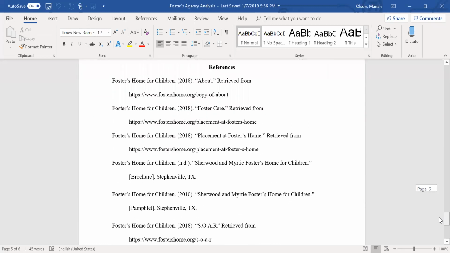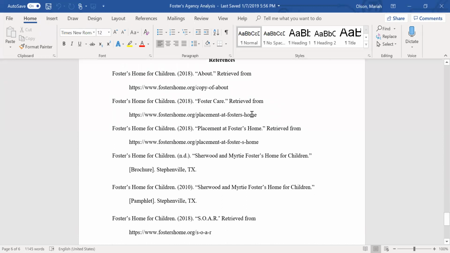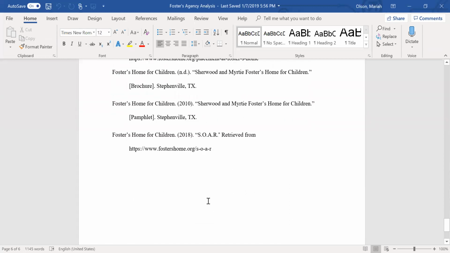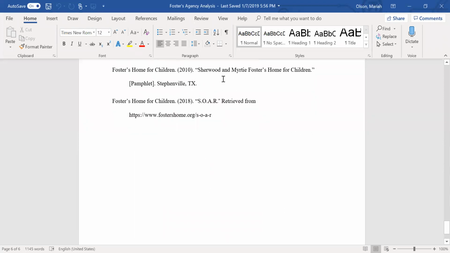Then lastly, you go down to your references. Make sure they're alphabetically ordered, and make sure you have them in APA. The basics of that is the name of the organization or author, and then the year, title of the article, and then if it's a website, just "Retrieved from" and give the website. With a brochure, you do the same thing: name of the person writing it or the organization. If it has a year, put that here, the name of the brochure, and then where it's located. So if you include all of this, then you will be good for your agency analysis.